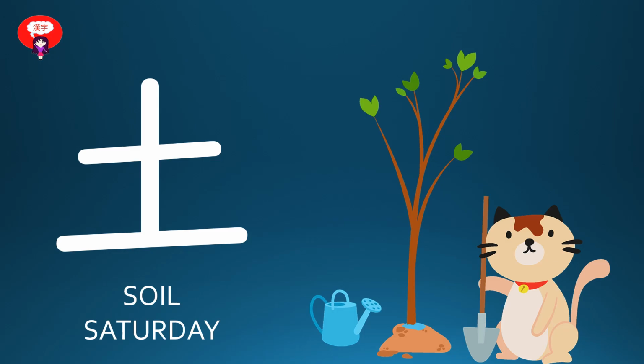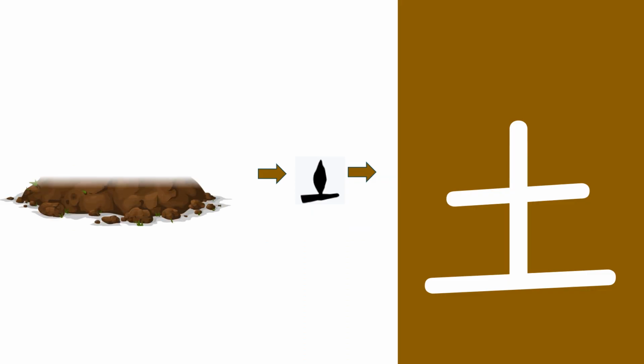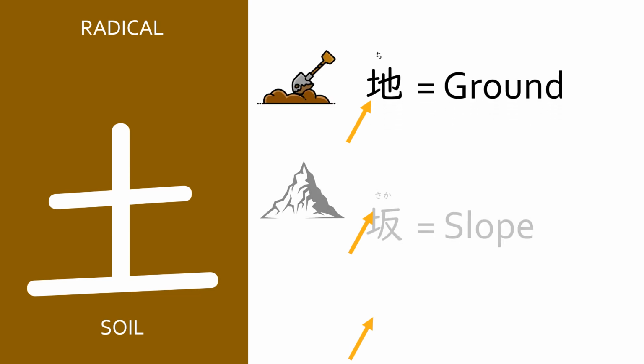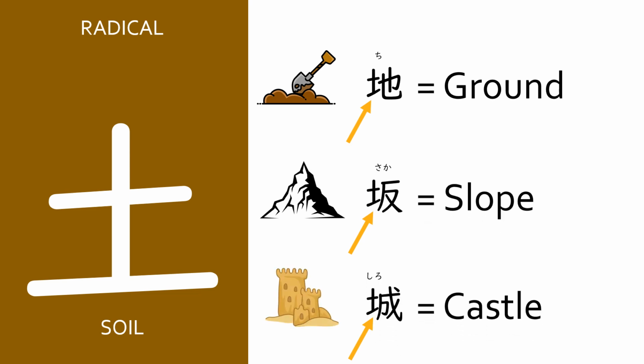Next is soil, or Saturday. The kanji for soil was a pictogram of a lump of soil on the ground. Eventually, the black dot in the middle became a vertical stroke. The kanji for soil can also act as a radical. The examples we have are ground, chi, slope, saka, and castle, shiro.